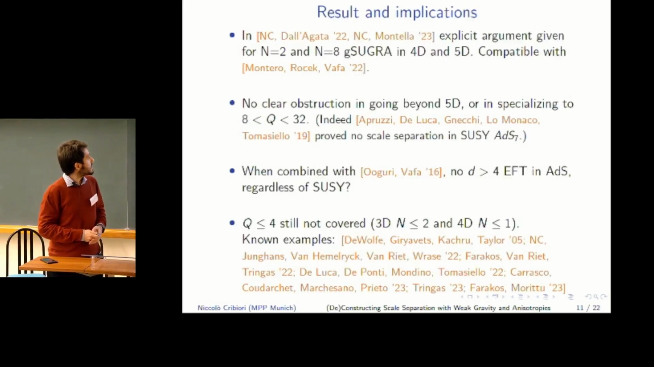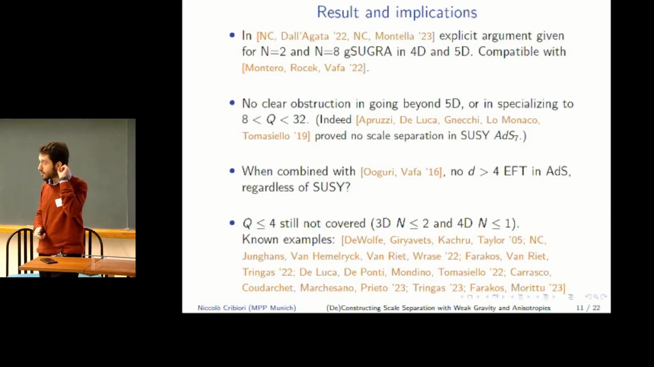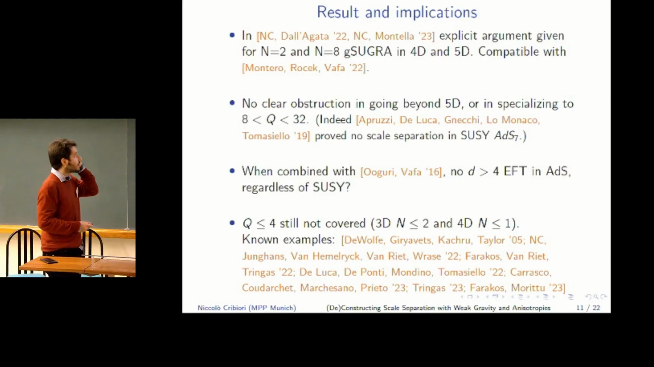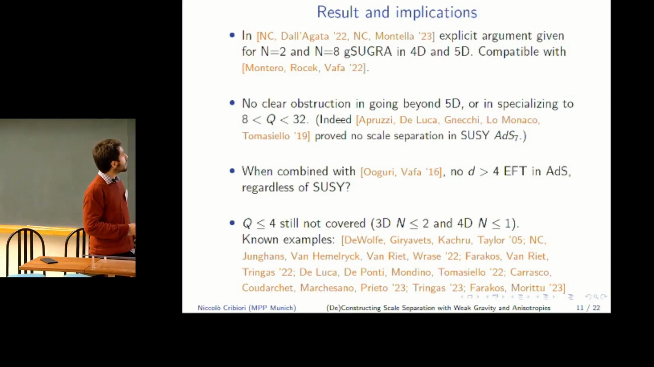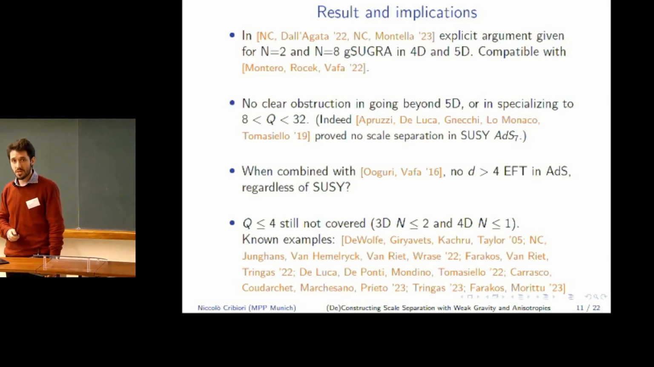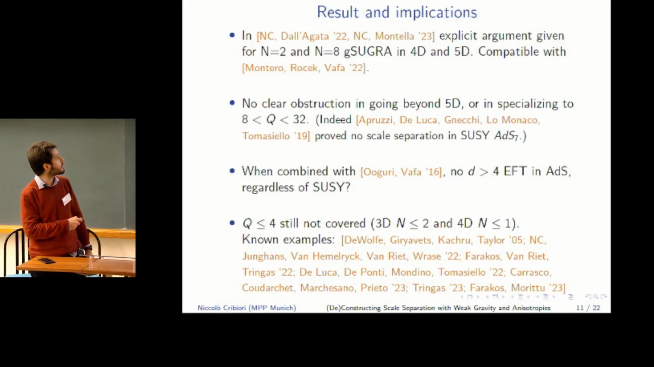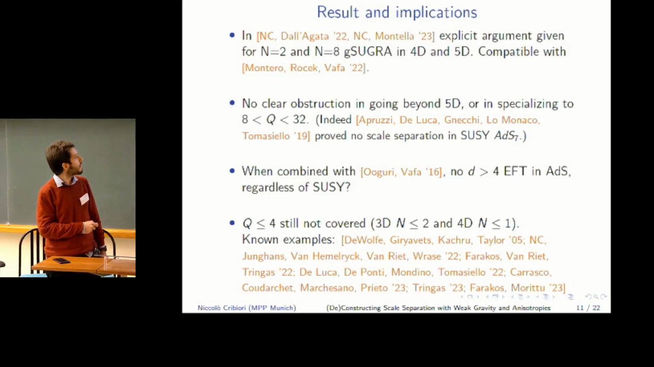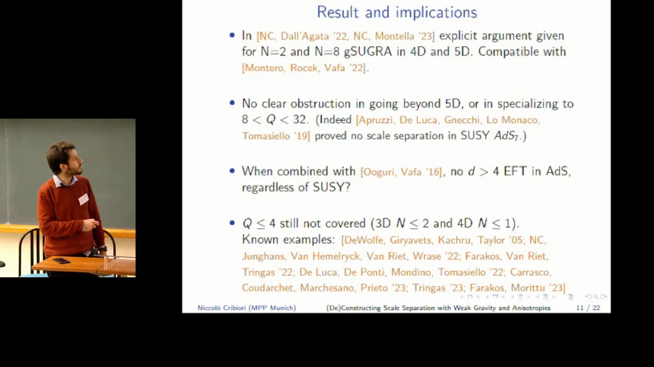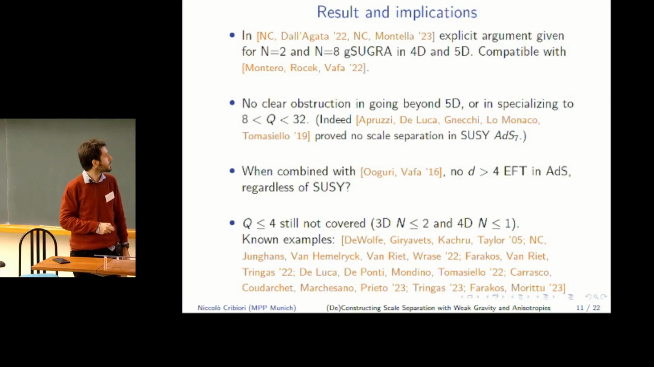So the result we have is an explicit argument for N equal to 2 and N equal to 4 supergravity in 4 and 5 dimensions. We believe that there is no clear obstruction in going beyond. In particular, we don't see any clear obstruction in proving it for any number of supercharges in between, and also in going beyond 5 dimensions. In fact, there are even proofs, for example, that supersymmetric anti-de Sitter 7 vacua cannot be scale separated. You can be a bit more brave.